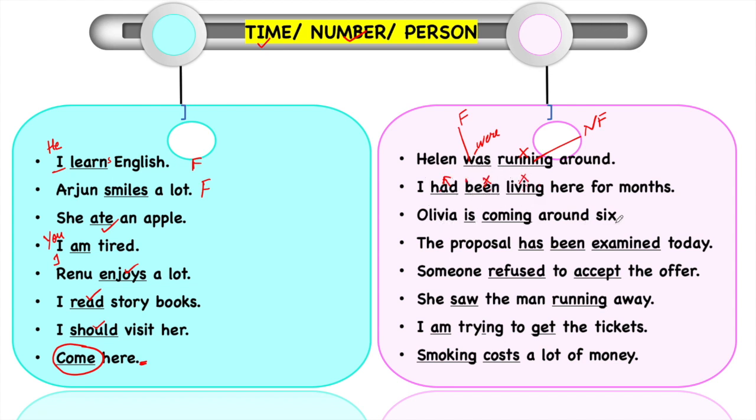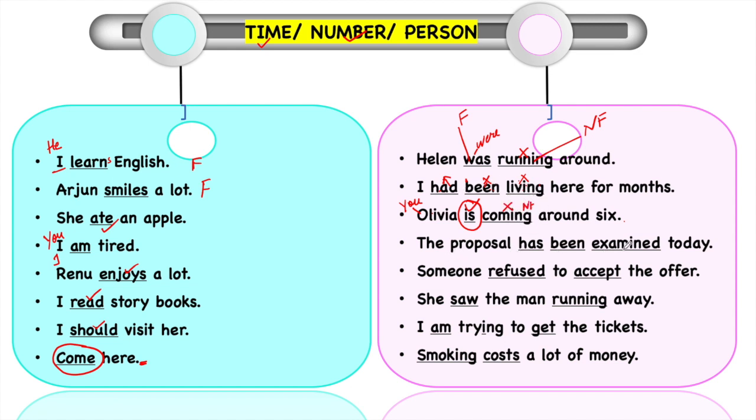Olivia is coming around 6. If you change the person here, like you are making it you, so what will happen? You are coming around 6. Coming is not affected at all. Is is affected. So this is a finite verb and this is a non-finite verb.